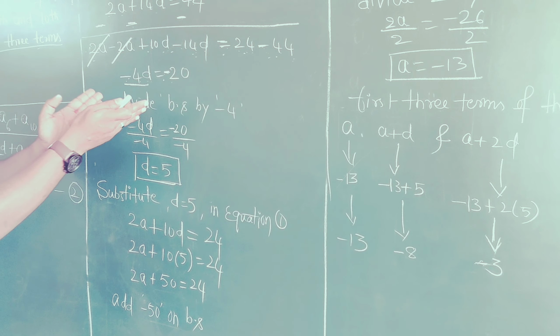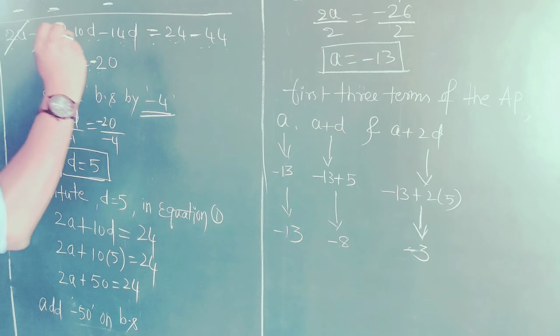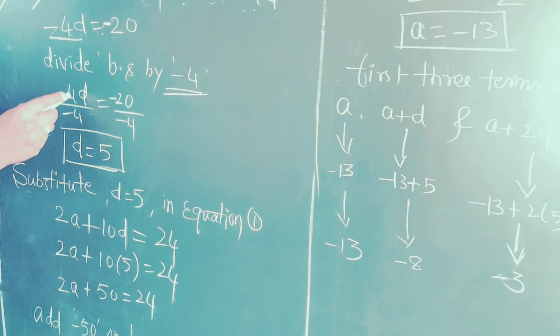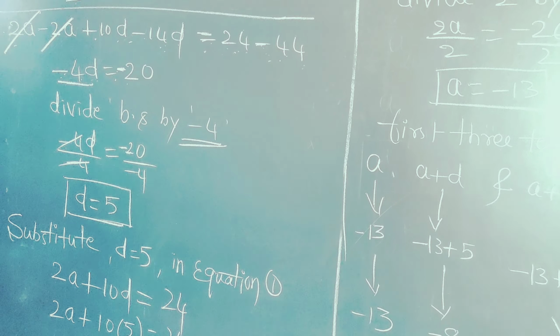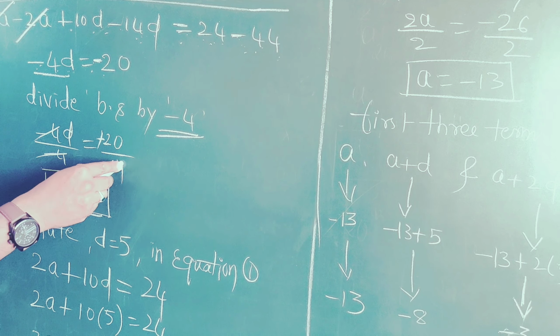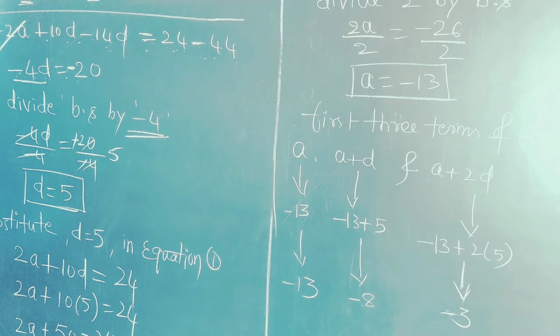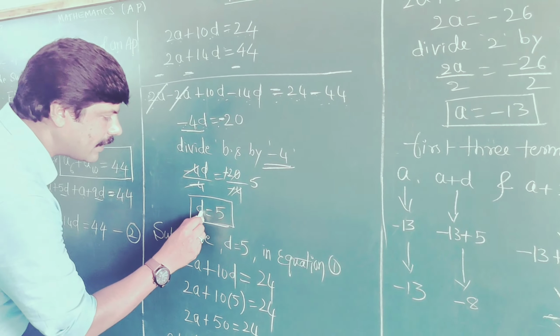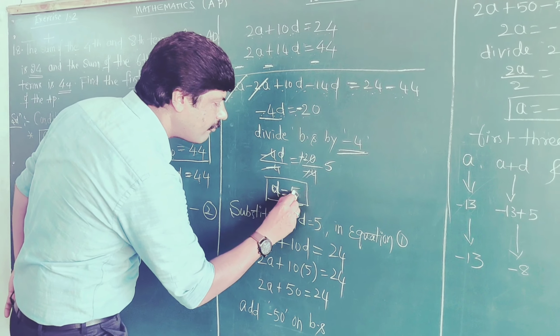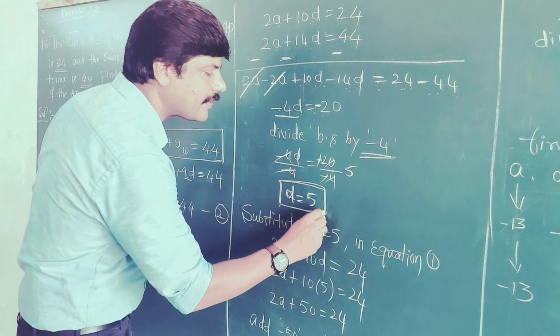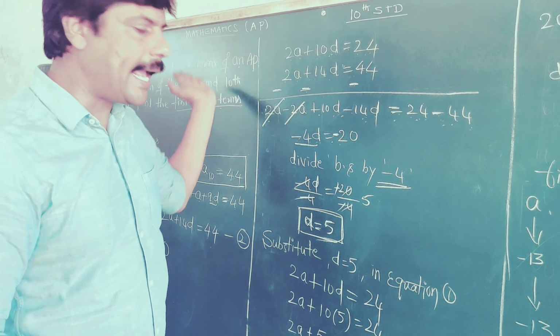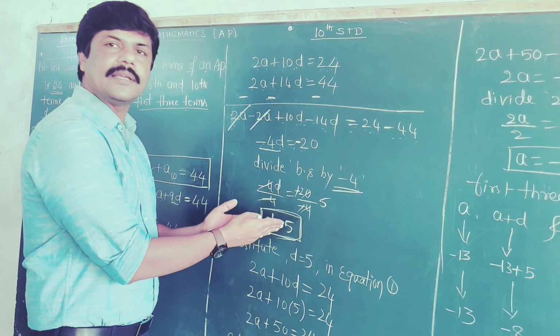Now, as usual, divide both sides by minus 4. When you divide both sides by minus 4, minus 4 and minus 4 get cancelled. 4 times 5 is 20, which you know already, and you will get the value D is equal to 5. By eliminating A, we got the value D is equal to 5.